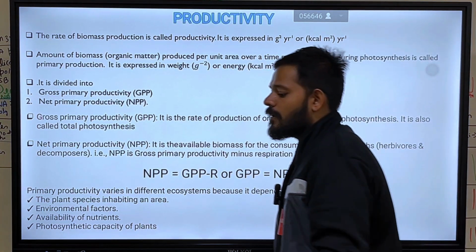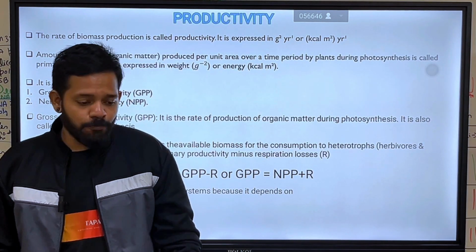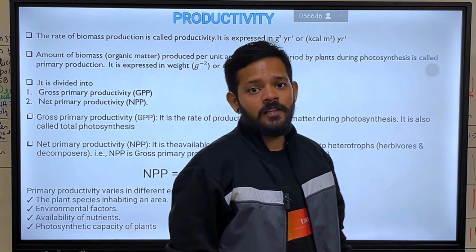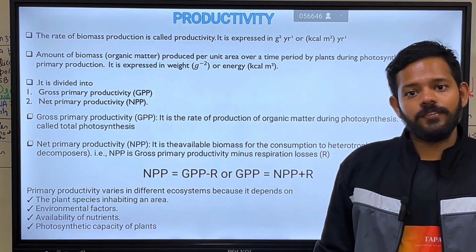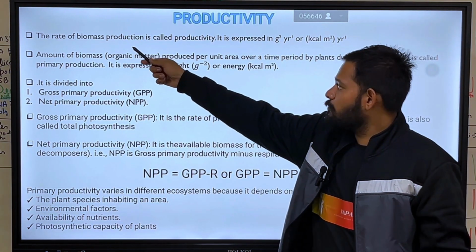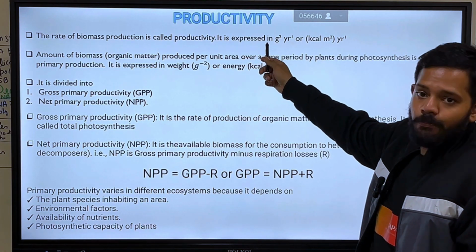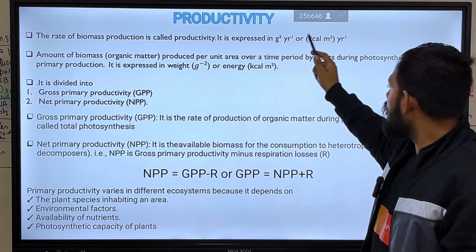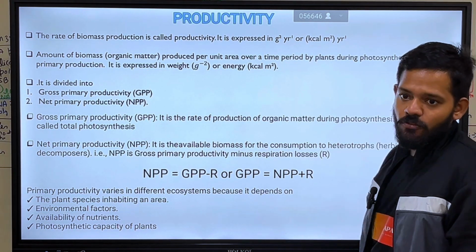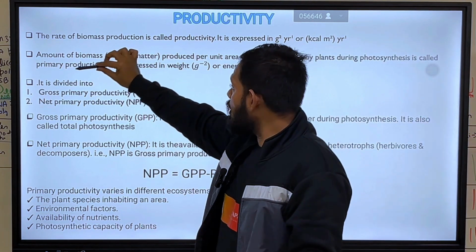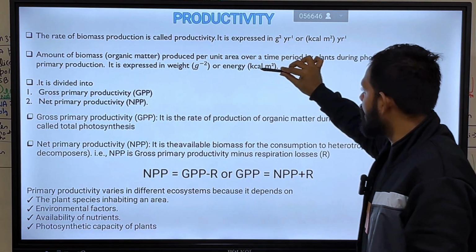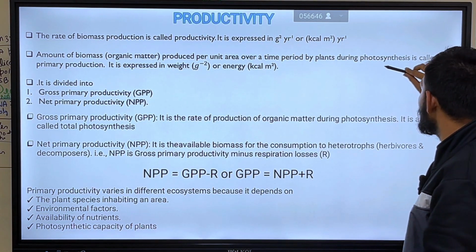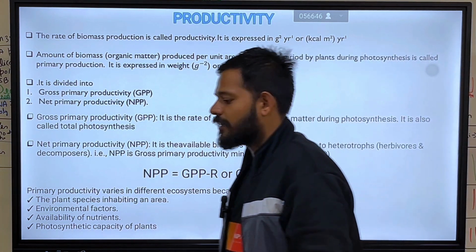Okay, so productivity, the definition is the rate of biomass produced by an organism in a given time. The rate of biomass produced is called productivity, and it is expressed in gram per meter square per year or kilocalorie per meter square per year. The amount of biomass produced per unit area over a time period by plants during photosynthesis is called primary productivity.